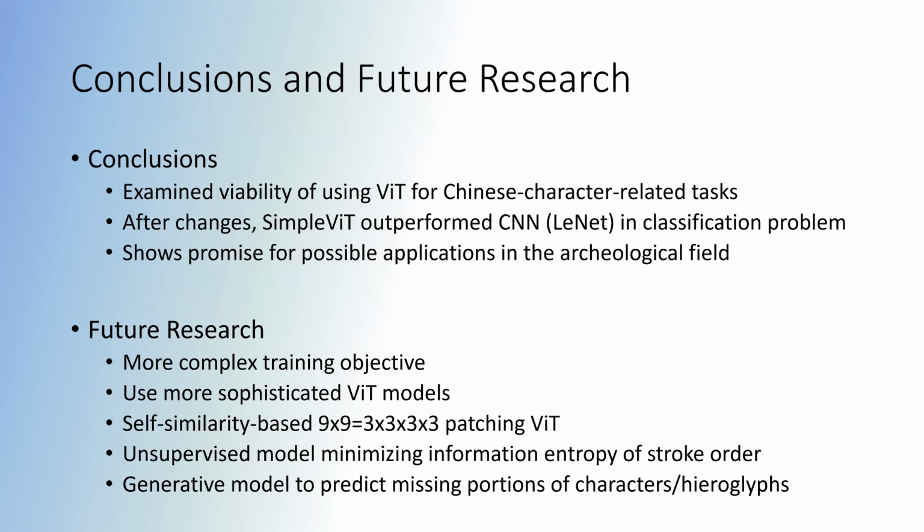I plan on using a more complex training objective since classification is still well within the reach of CNNs. I also hope to use a more sophisticated ViT model like CvT. I have some ideas for further improving ViT and also hope to generalize it to unsupervised and generative versions.